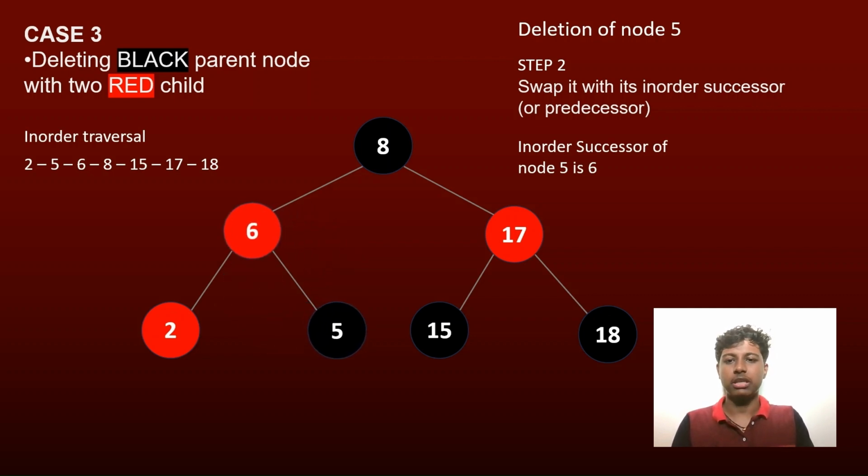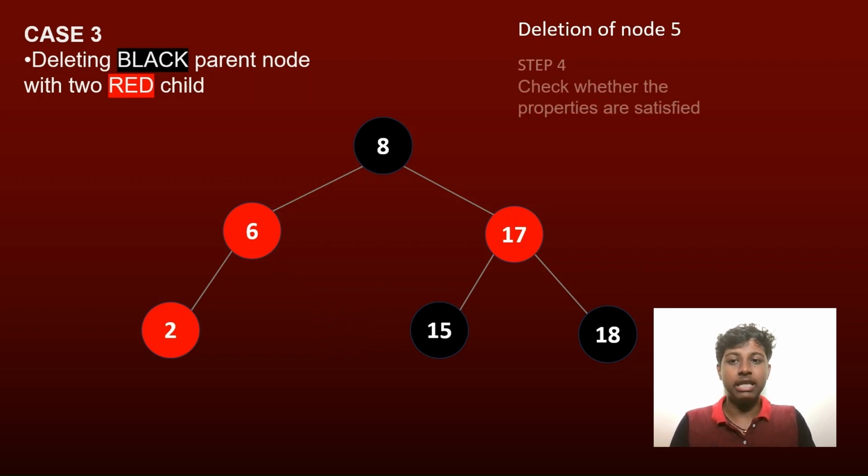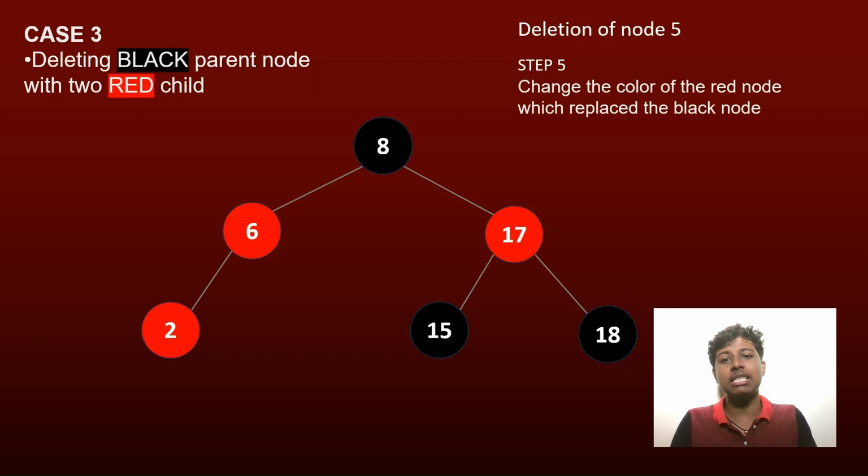After this swap, we just need to delete the node 5, which was the original black parent node, but now it is a leaf node. So we just need to delete the node 5. Now we can see that the properties are violated, since 6 is a red parent node and 2 is a red child node. Now what we will do in this case, we just change the color of the node which replaced the black node. That is, we'll change the color of the node 6, which was red, to black.